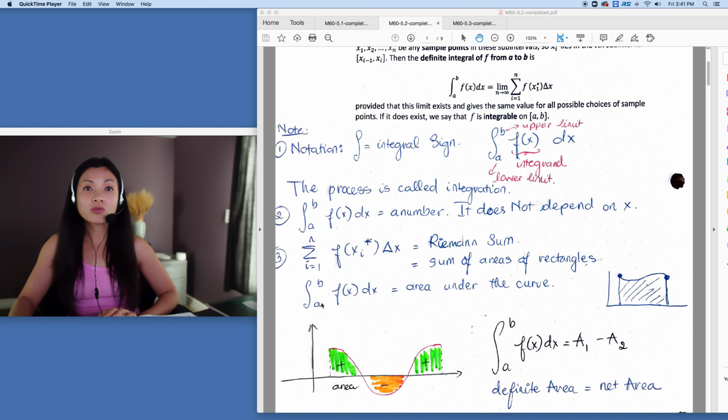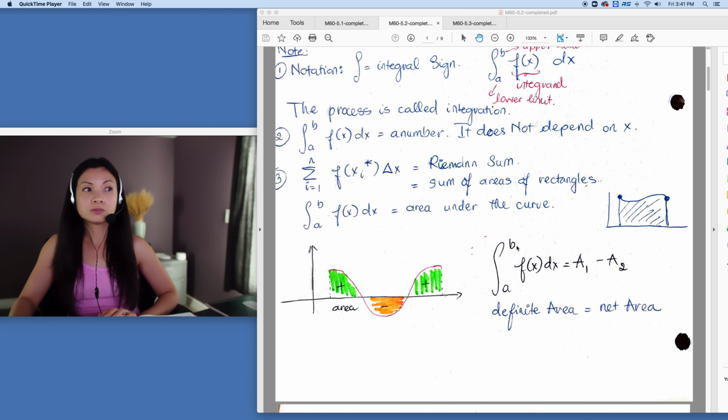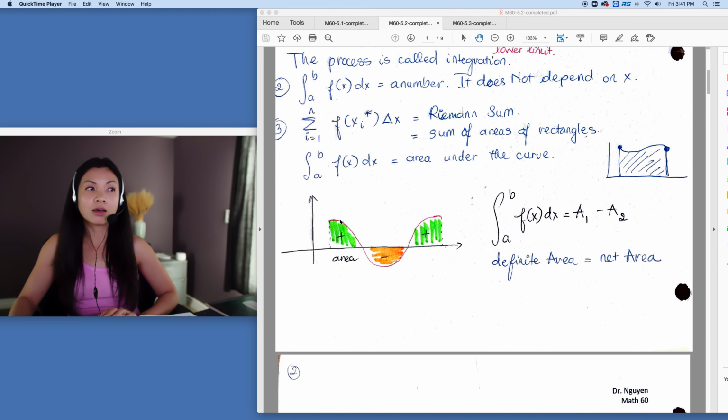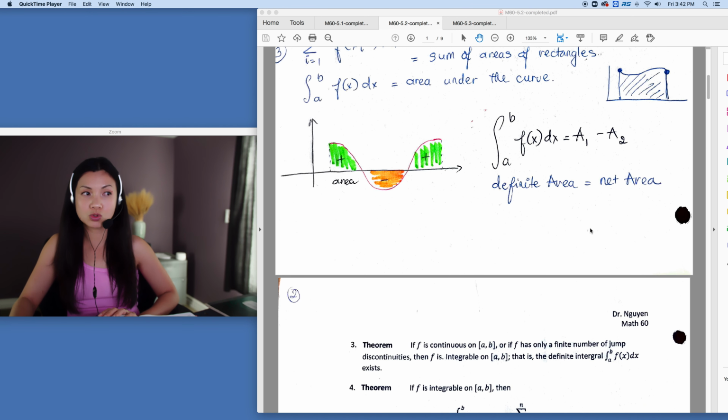The integral from a to b of f of x dx is the area under the curve right here. Okay, so you see right here what I have, because it's above the x-axis, so it's positive. If it's below the x-axis, then it's going to be negative. So the definite integral is the net area, which is A1 minus A2.